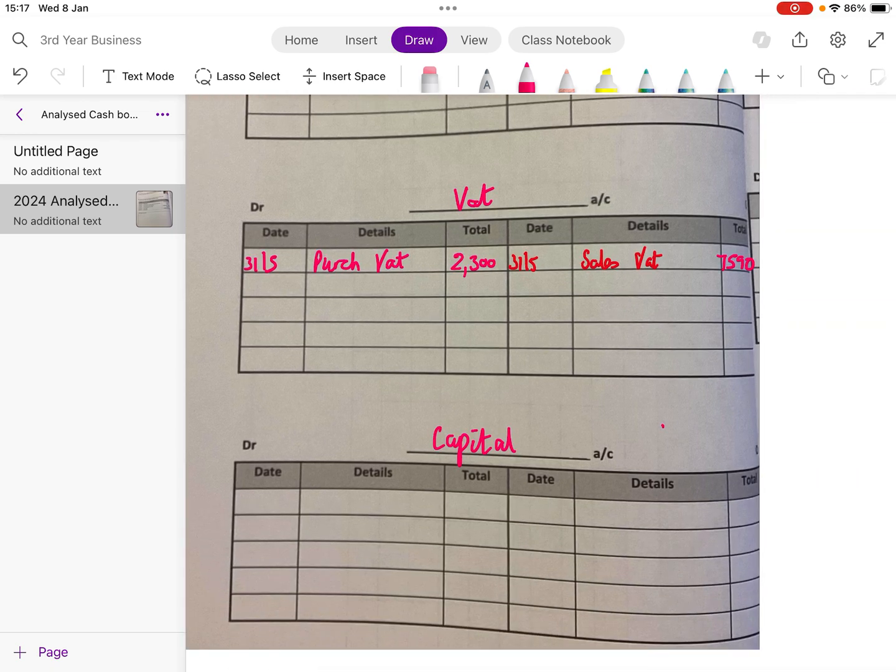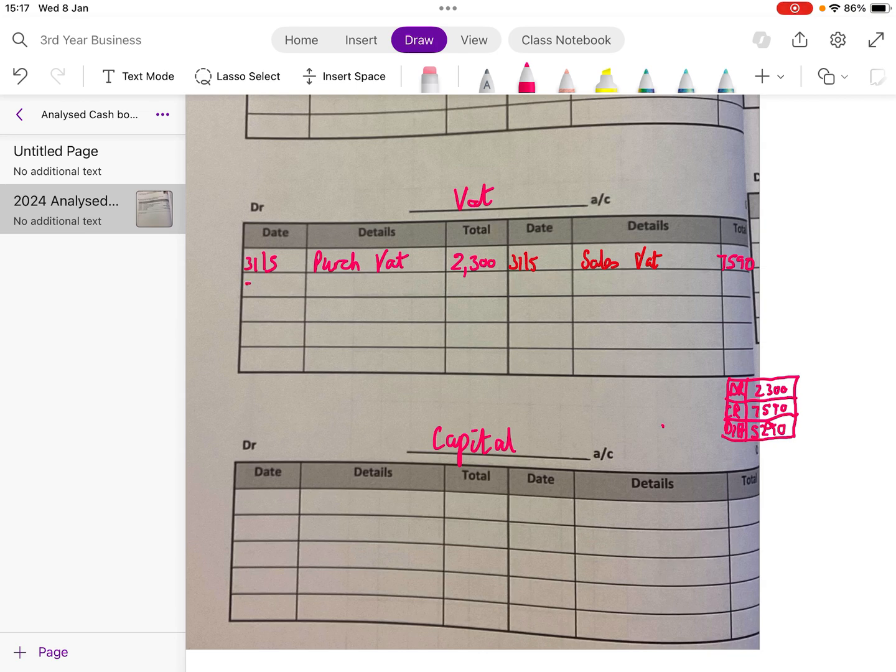So again, girls, I approach this the exact same way as I did my Analysed Cash Book. Same rule. Debit, credit, difference. So on the debit side, I have €2,300. On the credit side, I have €7,590. And the difference between the two is 5,290. Now what we said the last time is the difference goes on the smaller side.